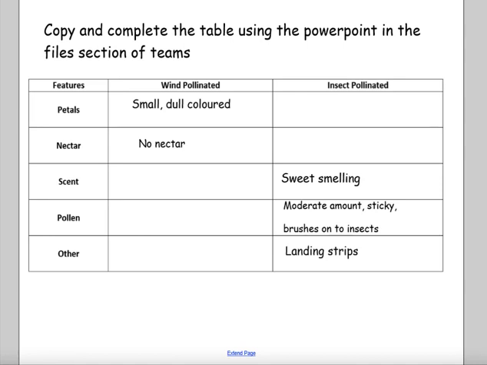If you open that PowerPoint, you will see that there are a series of information cards. Read through the information on those cards, pick out the important bits about these parts of the two types of plant. So what are the petals like for insect pollinated plants? What's the nectar like in insect pollinated plants? And then what are the scent, pollen and any other features of wind pollinated plants using the information from those cards.